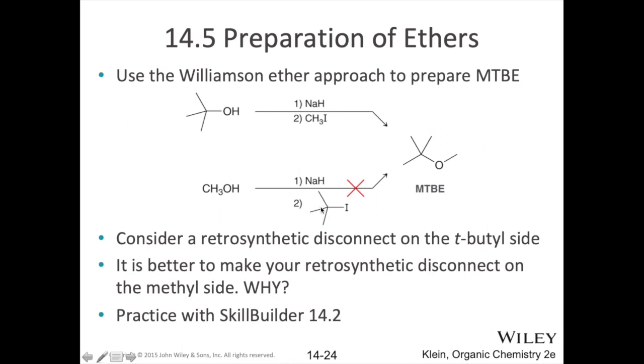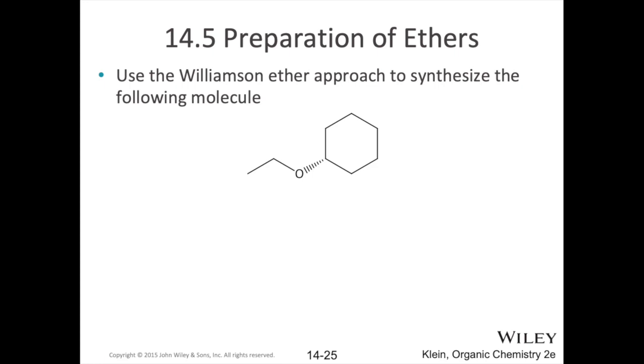This is not a good site for an SN2 mechanism. So instead, your methoxide would eliminate. It would pluck off a proton from one of these outside carbons, and it would form a double bond between these two carbons and kick off the iodide. So you'd wind up making 2-methyl-1-propene as your product instead. So with that in mind, let's try a practice problem involving that.